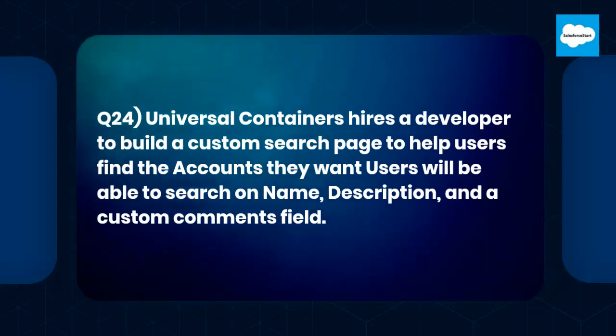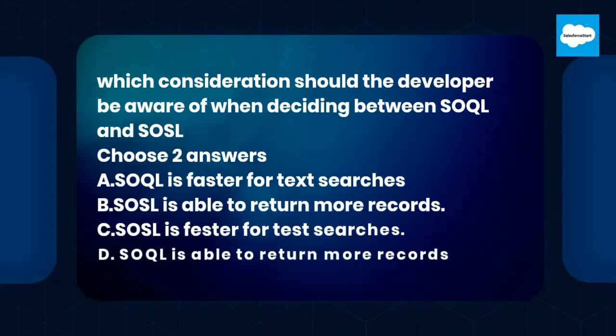Q24. Universal Containers hires a developer to build a custom search page to help users find the accounts they want. Users will be able to search on name, description, and a custom comments field. Which consideration should the developer be aware of when deciding between SOQL and SOSL? Choose two answers. A. SOQL is faster for text searches. B. SOSL is able to return more records. C. SOSL is faster for text searches. D. SOQL is able to return more records.